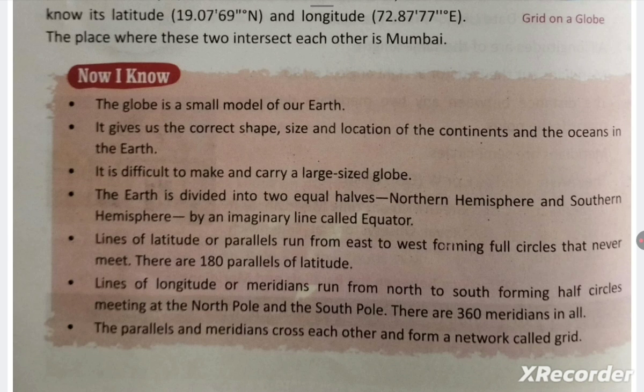Lines of latitude or parallels run from east to west, forming full circles that never meet. There are 180 parallels of latitude. Lines of longitude or meridians run from north to south, forming half circles meeting at the North Pole and the South Pole. There are 360 meridians in all. The parallels and meridians cross each other and form a network called grid.